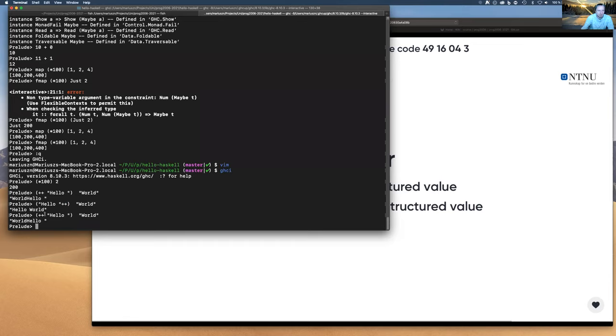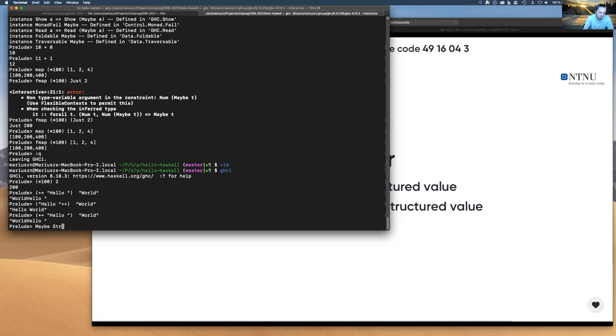And the concatenation happens. But if this is a structured value, and what we mean by structured value, it's kind of not just a value, but it has a value which carries some sort of effect with it, right? So a maybe string is not just a string, because I can have all the strings, but it can also be nil. It can also be nothing, right?